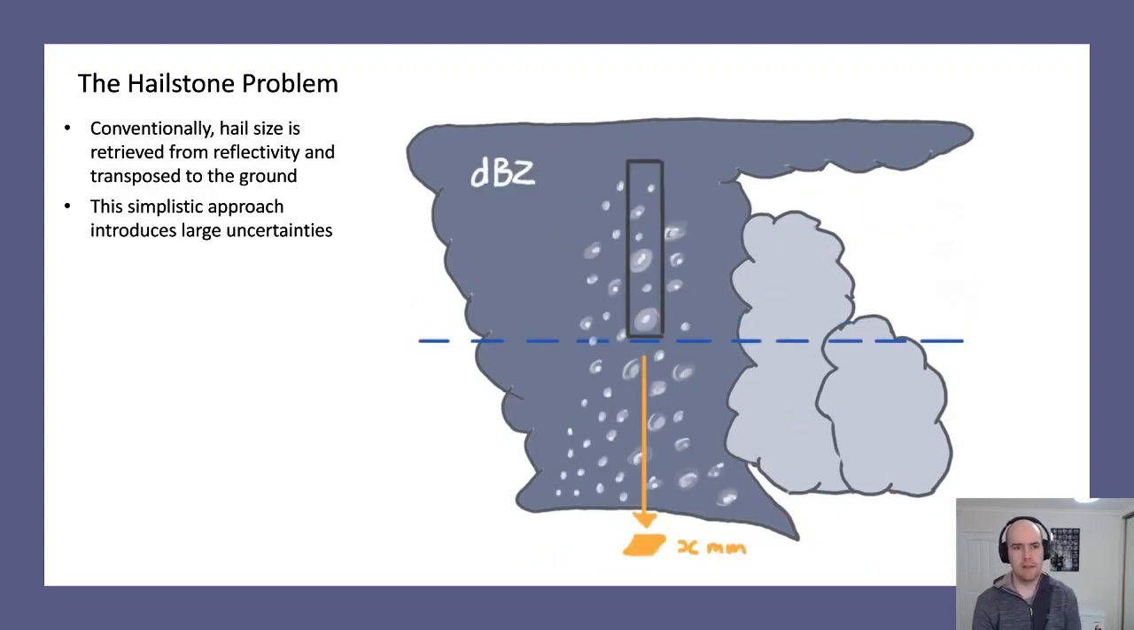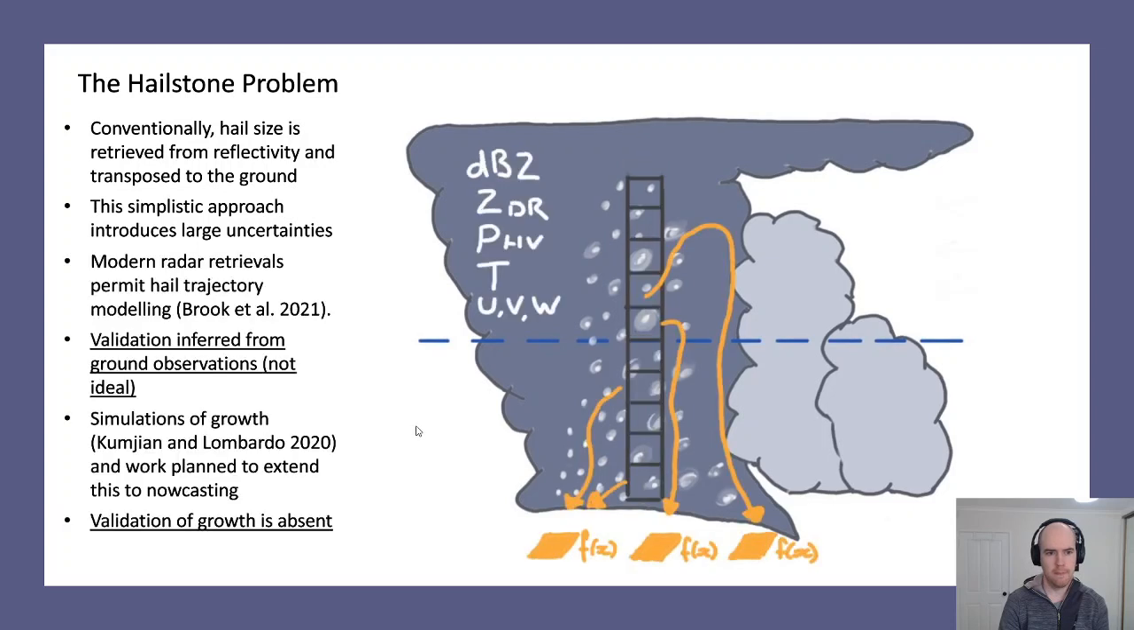Conventionally, hail is sized from reflectivity alone and transposed directly onto the ground. An example here demonstrates MESH, where we've integrated reflectivity in a column above the freezing level, weighted appropriately depending on the temperature, and transposed onto the ground as X millimeters. This is a fairly simplistic approach because it does not consider either trajectories or growth.